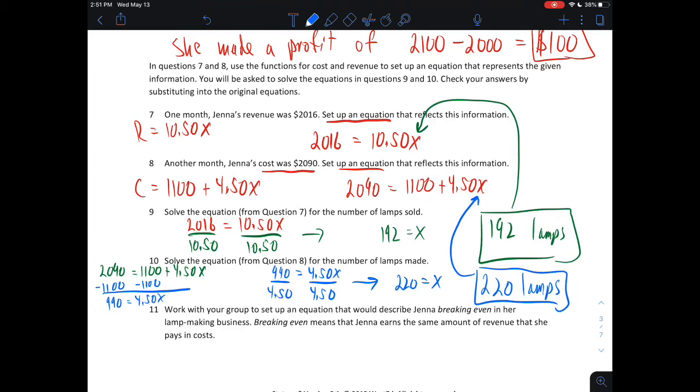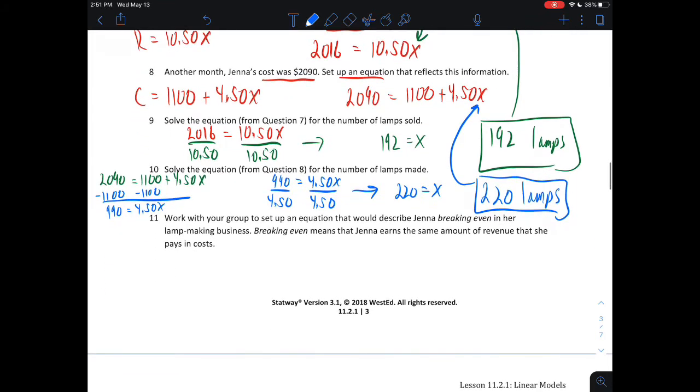Number 11. Work with your group to set up an equation that would describe Jenna breaking even in her lamp making business. Breaking even means that Jenna earns the same amount of revenue that she pays in costs. So what this really means is what she gets from revenue is the same as what she pays in costs. So she earns no profit. So you can also write profit is 0.